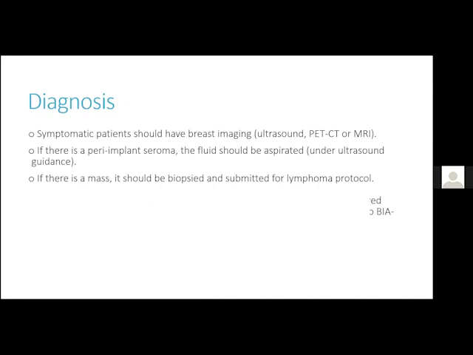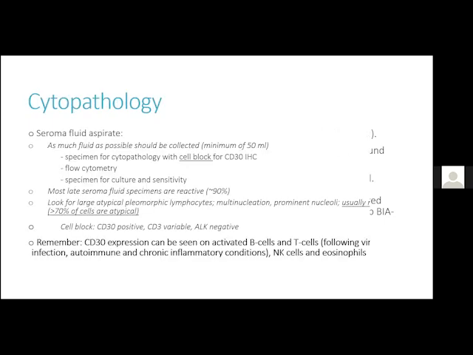So for diagnosis, patients who are symptomatic should have breast imaging. Various modalities can be done. If there's a peri-implant seroma, the fluid should be aspirated under ultrasound guidance, and if there's a mass, it should be biopsied and submitted for a lymphoma protocol. For this seroma aspirate, the more fluid we get, the better, ideally 50 mL if that can be obtained. It should be triaged first for cytopathology with formation of a cell block for potential IHC, then flow, and then to microbiology. Again, most of the late seroma specimens are reactive, about 90%.